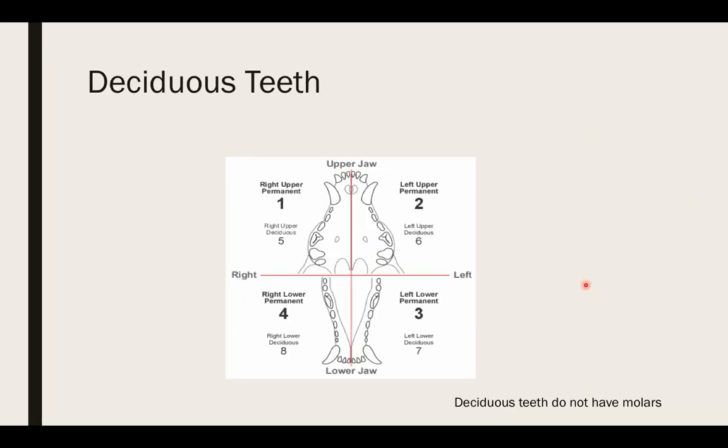Lastly, we have the baby teeth, otherwise known as the deciduous teeth. The numbering system begins at the top right quadrant with 500 series. The left upper deciduous teeth at 600 series, the lower left at 700 series, and the right lower at 800 series. It's important to note that they do not have molars.